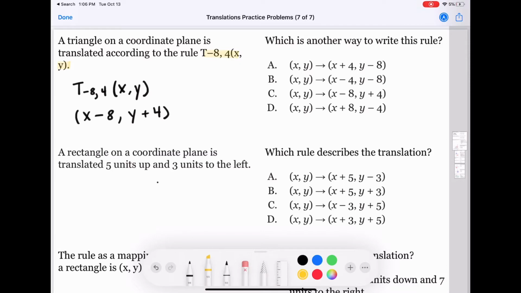Let us remember that this T represents that we are conducting a translation. The -8 represents what's going to occur to our x coordinate, and the 4 indicates what's going to happen to our y coordinate. That's how we got our mapping rule, x - 8 and y + 4.